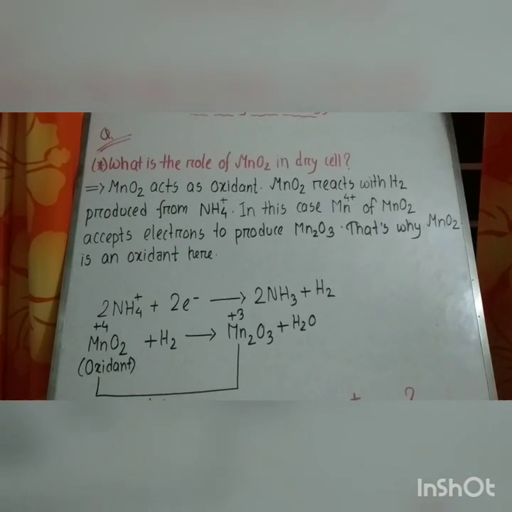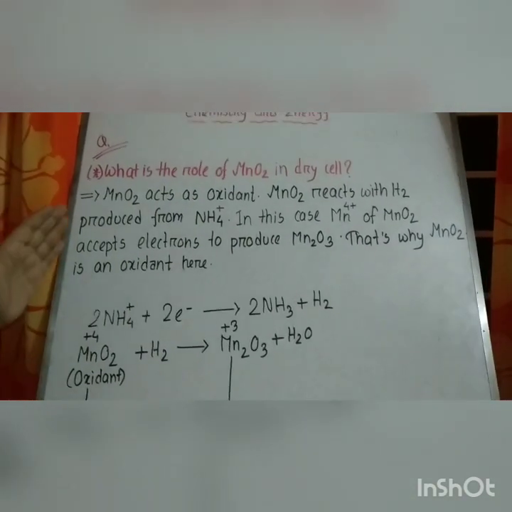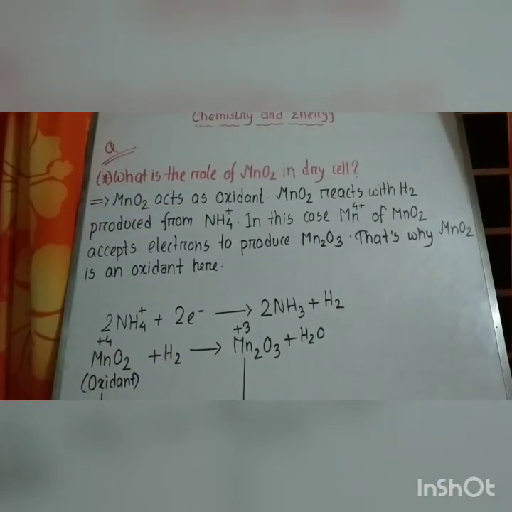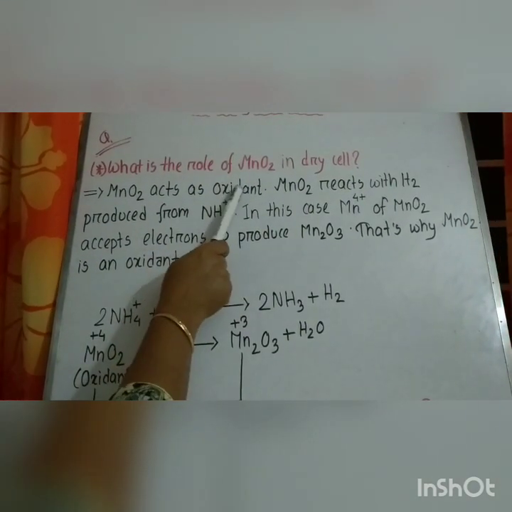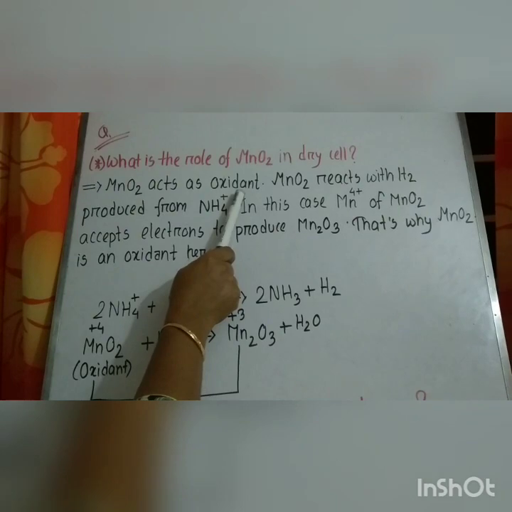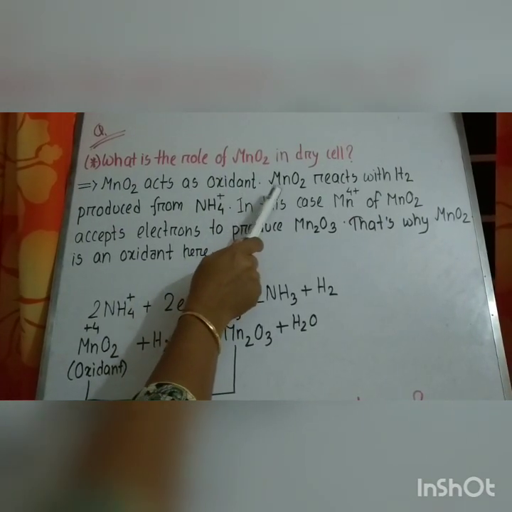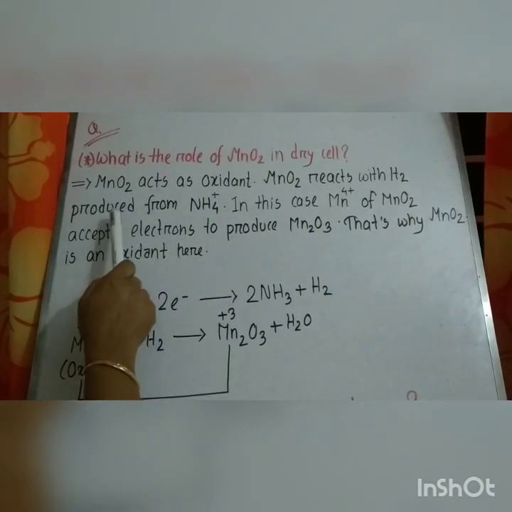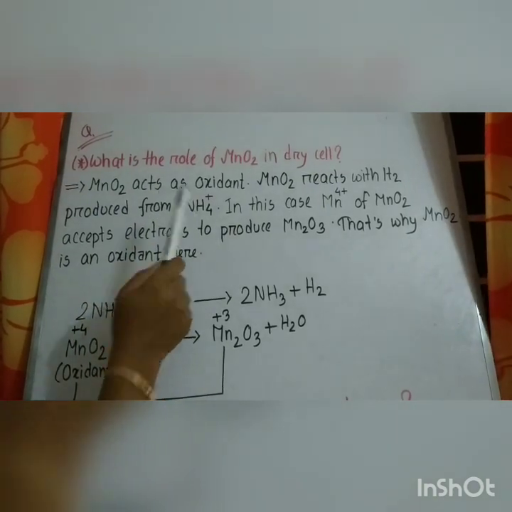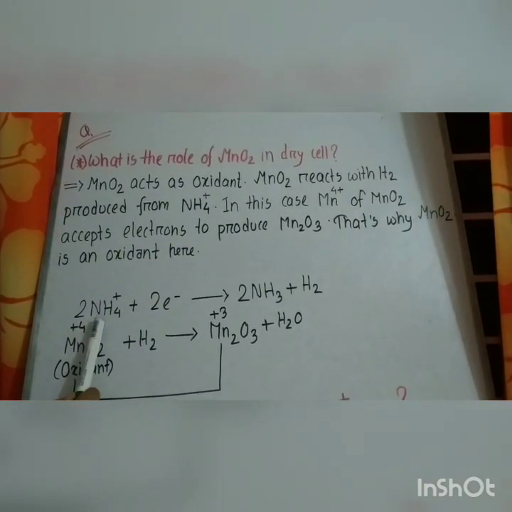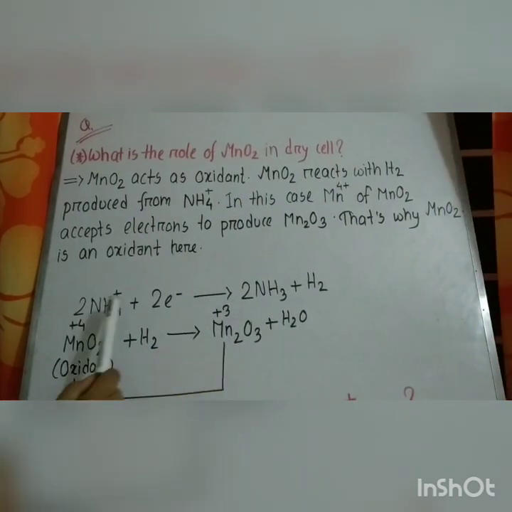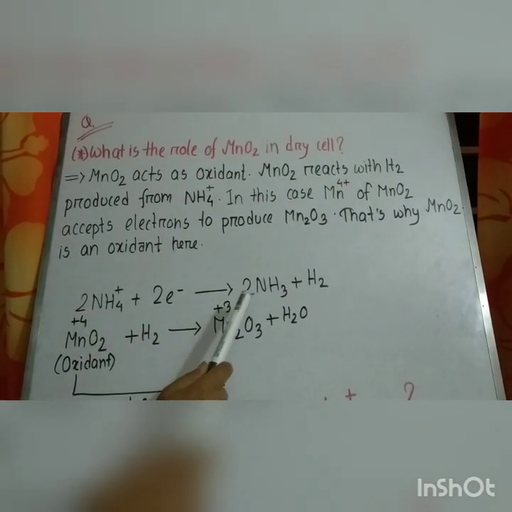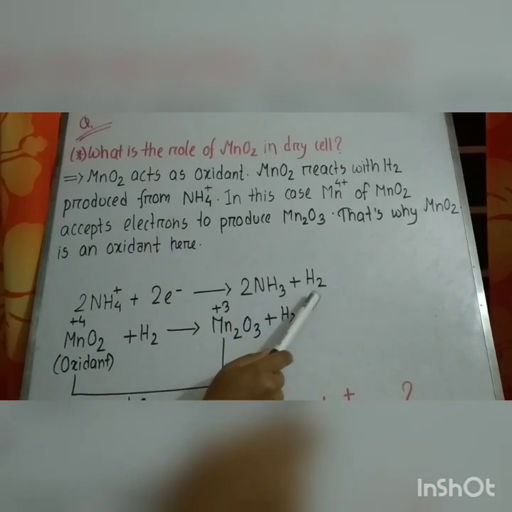Students, now you can ask me, Miss, why should we use manganese dioxide in a dry cell? The reason is that in this case manganese dioxide is acting as an oxidant. How? Manganese dioxide is reacting with hydrogen produced from ammonia. See, ammonium ion is receiving 2 electrons in the cathode reaction and converted into ammonia and hydrogen.